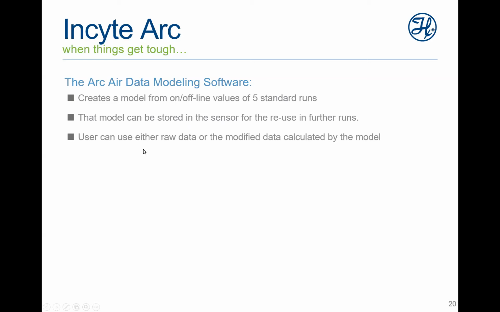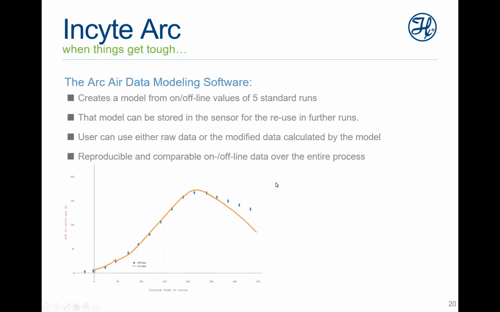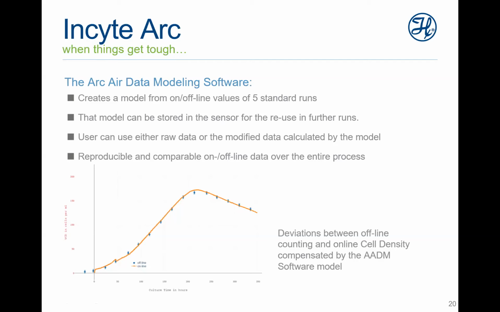And then you as a user can decide if you would like to use the raw data or the calculated modified data by the model. And that leads to reproducible and comparable on and offline data over the entire process. And you can avoid these deviations between on and offline values, which we see sometimes at the end of the process, and you can match both signals together. This is also, for me, a big and nice feature with the Incyte Arc software.